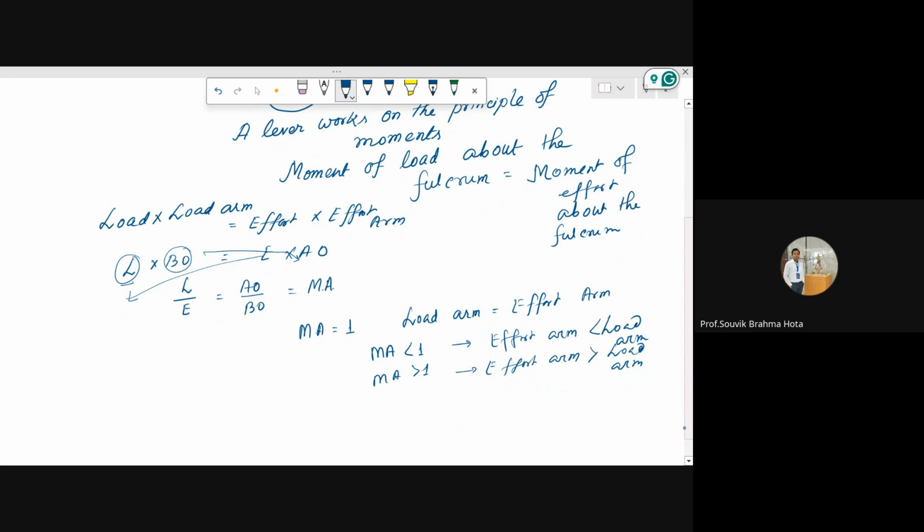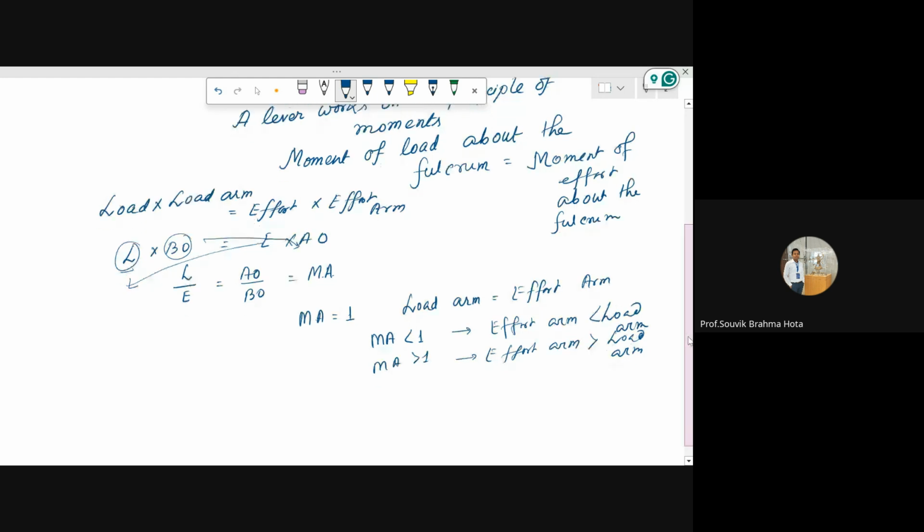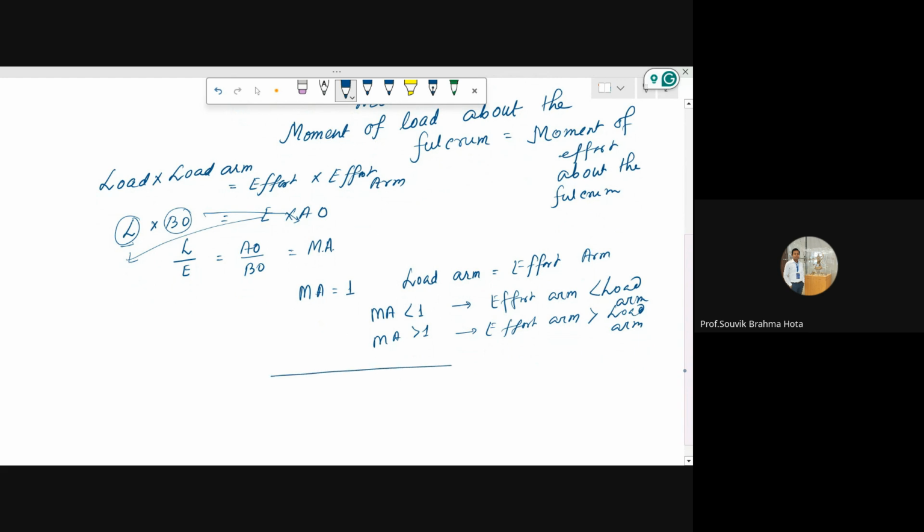Now generally in class 1 lever, it is always like that. You have one side effort, another side load, and in the middle the fulcrum, like this. So the velocity ratio, or mechanical advantage, of this class 1 lever can be greater than 1, less than 1, or equal to 1. That can vary.